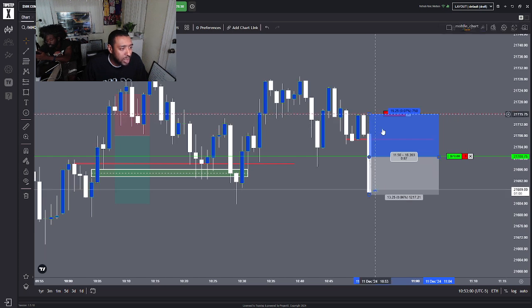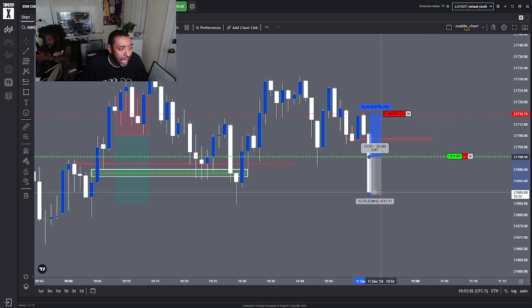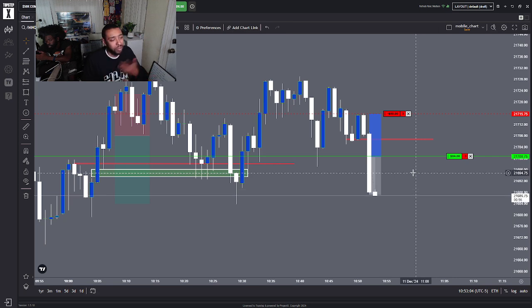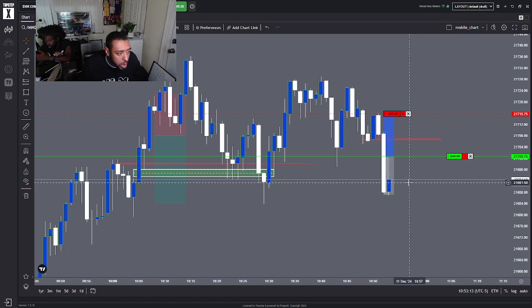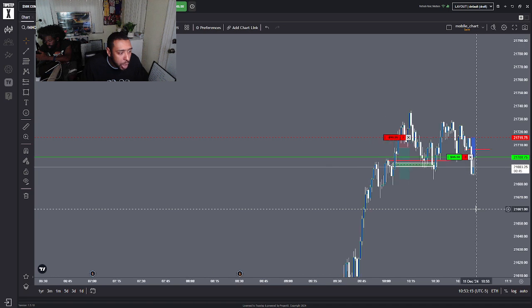So nice risk. I'm risking 15 points once again. I like risking around 15 to 22, 25 tops, right? If it's over 25, I can only get one contract, two contracts, right? So, but where am I targeting, right?